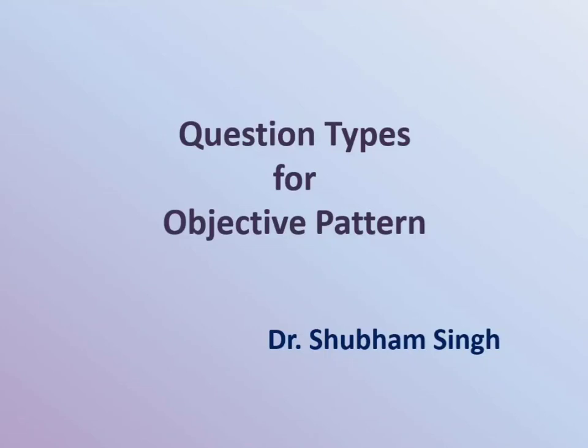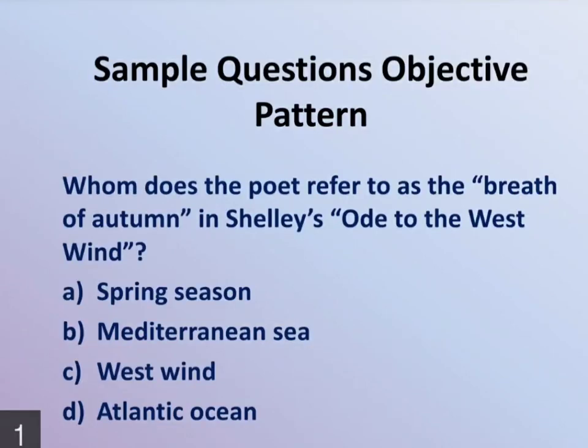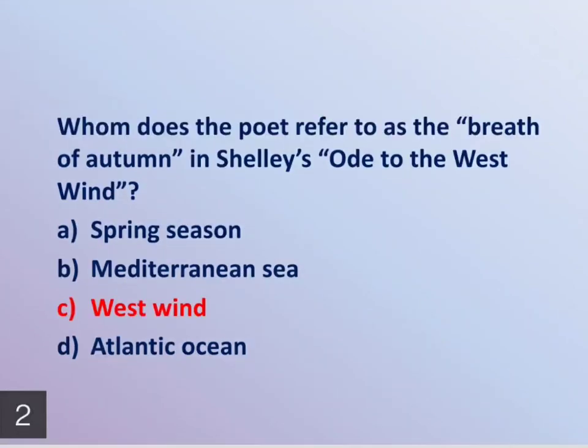Hello everyone. In this video we are going to discuss some of the sample questions for your upcoming examinations from both paper 1 and paper 2. So, whom does the poet refer to as the breath of autumn in Shelley's Ode to the West Wind? This is the first question, and we know that he refers to the west wind itself as the breath of autumn. So answer C is correct.